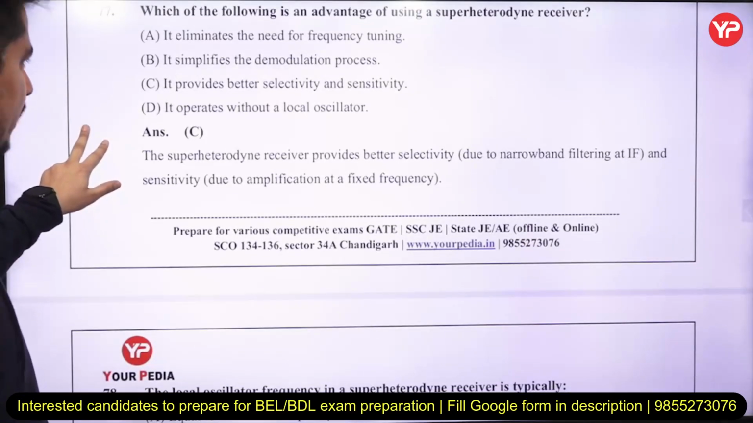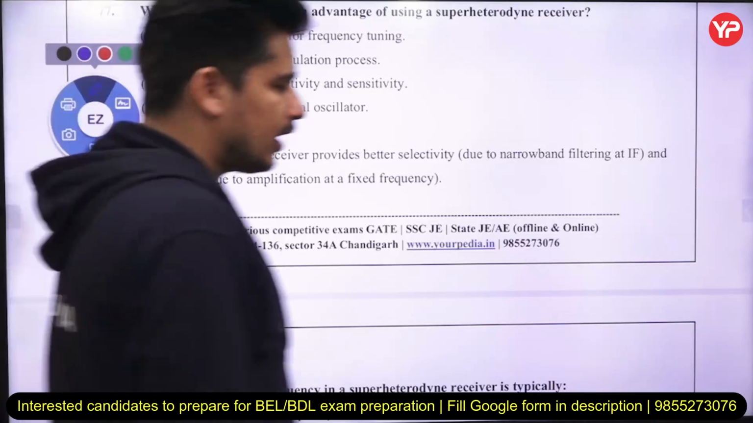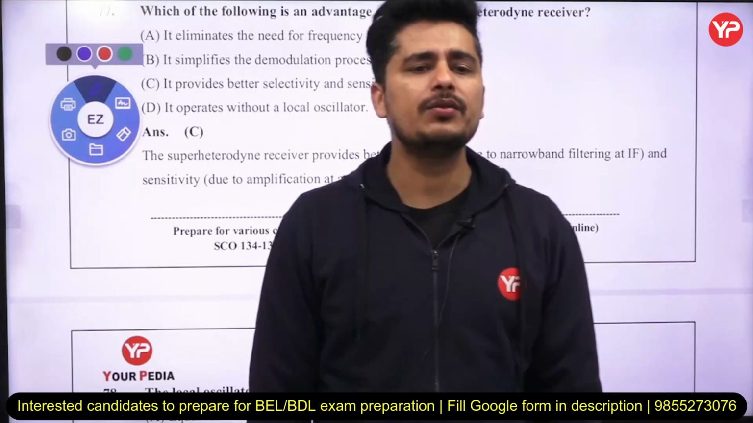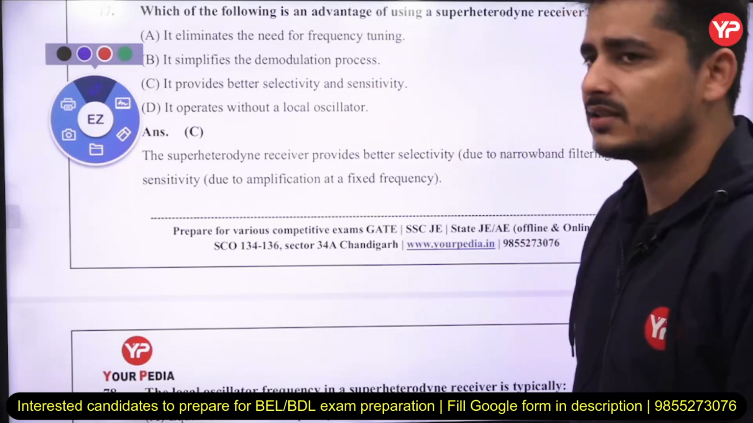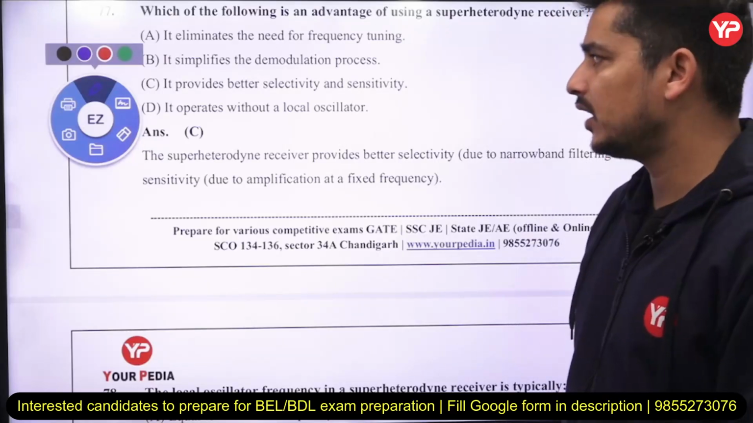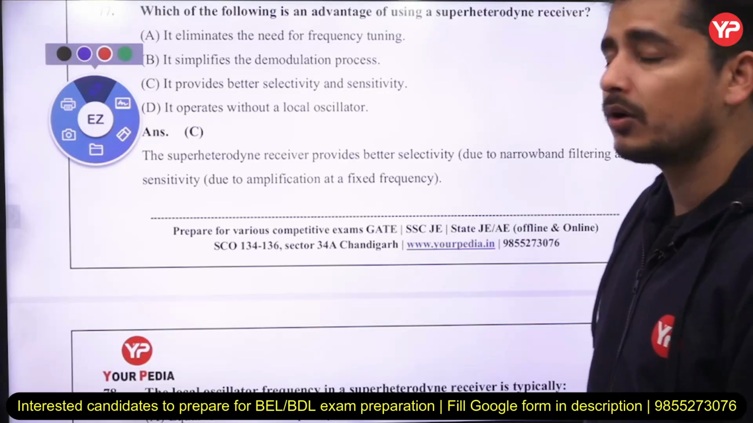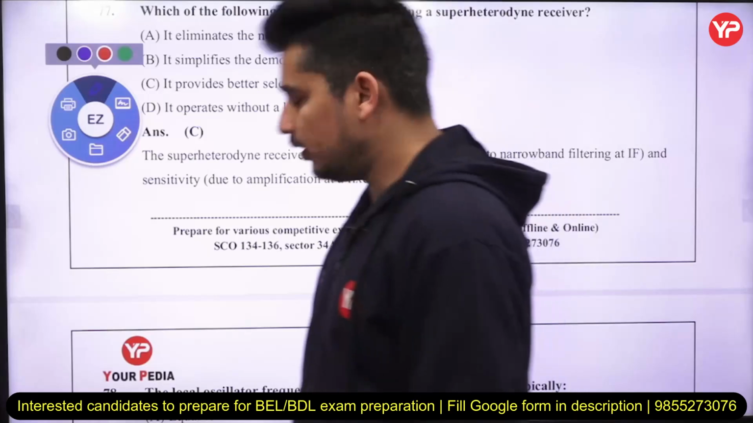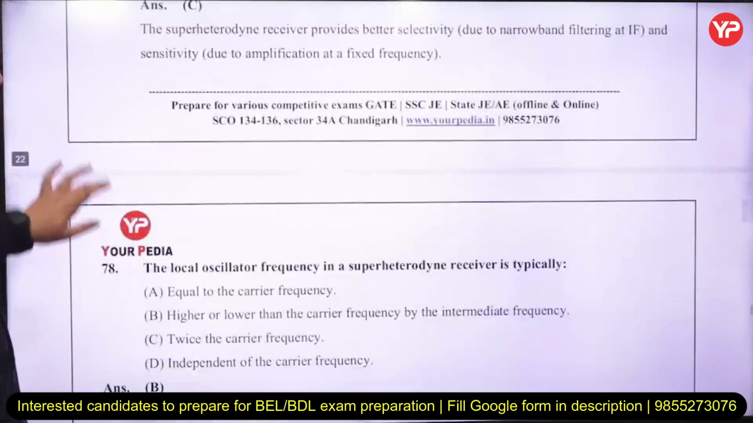Which of the following is an advantage of using a superheterodyne receiver? It provides better selectivity and sensitivity. If we are talking about TRF, the tuned radio frequency receiver, the first receiver, there is a problem with selectivity and sensitivity. When we discuss the tuned frequency receiver, we discuss that in detail. So the superheterodyne receiver will provide you better selectivity and sensitivity as compared to TRF, the tuned radio frequency receiver. So the answer will be C.